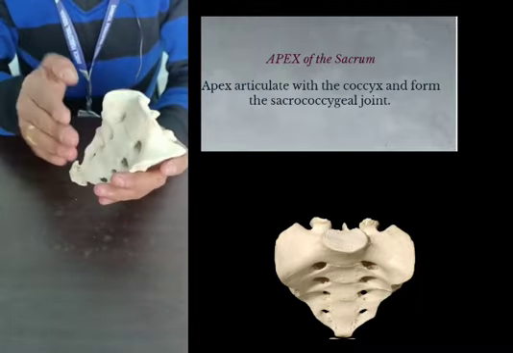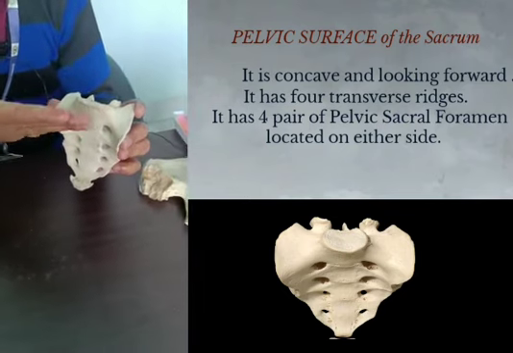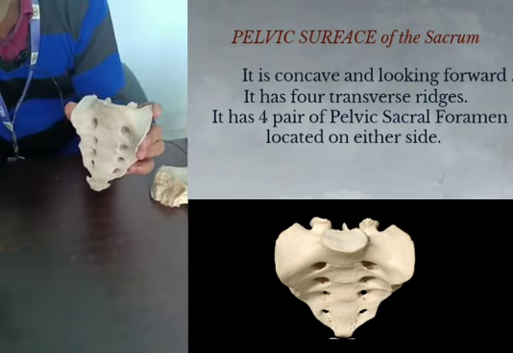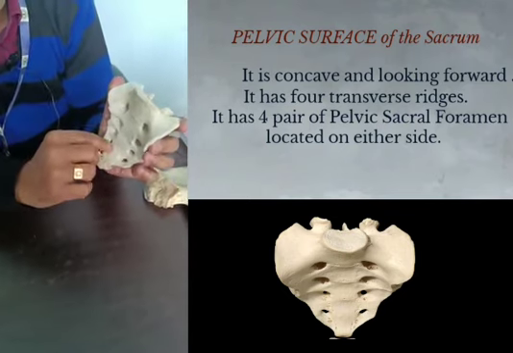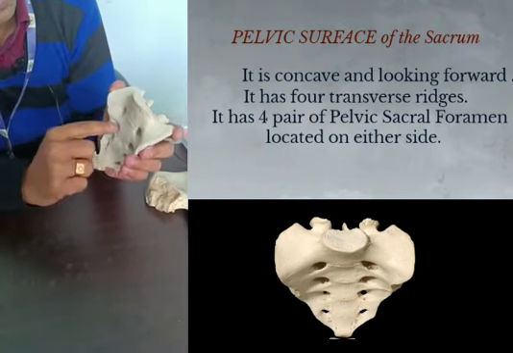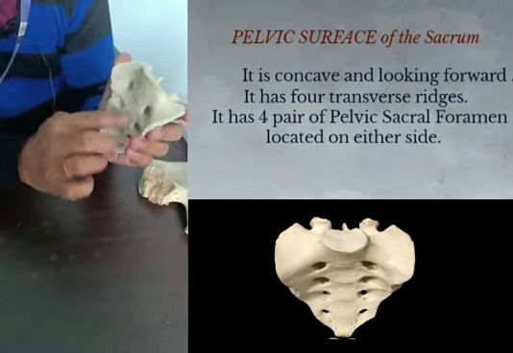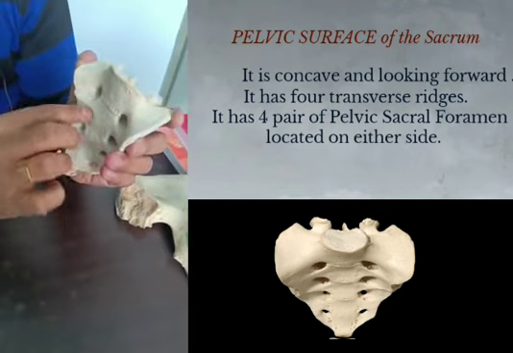Now we start with the pelvic surface. This is the pelvic surface, and it is concave, looking forward. On the pelvic surface, the first feature is the transverse ridges, and in the sacrum, 4 transverse ridges are there. 1, 2, 3, 4. These are the transverse ridges.